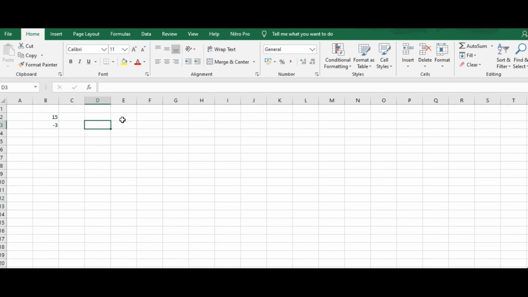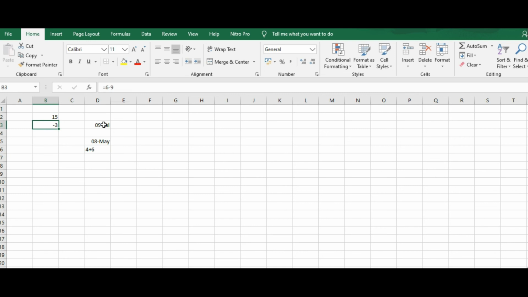But remember one thing. Look at this one, I am writing 9 minus 7. And again I'm writing this one, 8 divided by 5. Now I'm writing 4 plus 6. The formula is shown in the formula bar whenever you click on that cell. This one is the formula bar, and you can see the formula here.